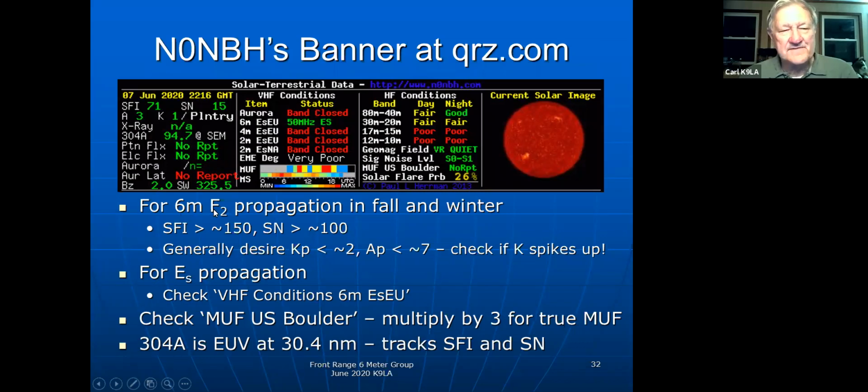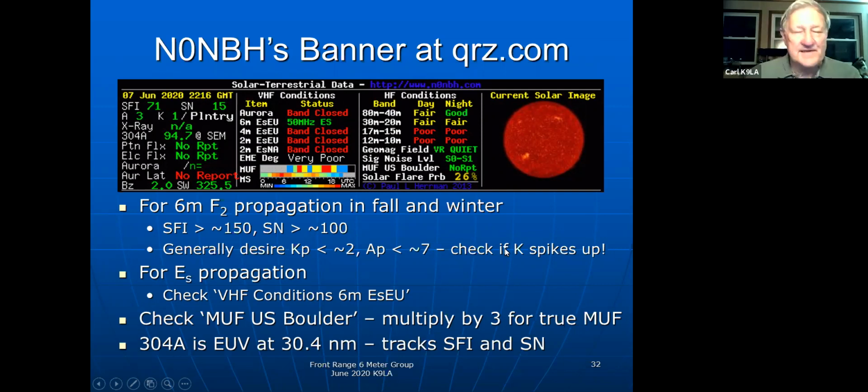Now, what I summarized was for 6-meter F2 propagation in the fall and winter: you'll be looking for a solar flux index greater than about 150 and a sunspot number greater than about 100. So we have a long way to go before we get there. We generally desire the planetary K index to be less than 2, which translates to a planetary A index of less than 7. But you should also check the higher bands if the K index spikes up.